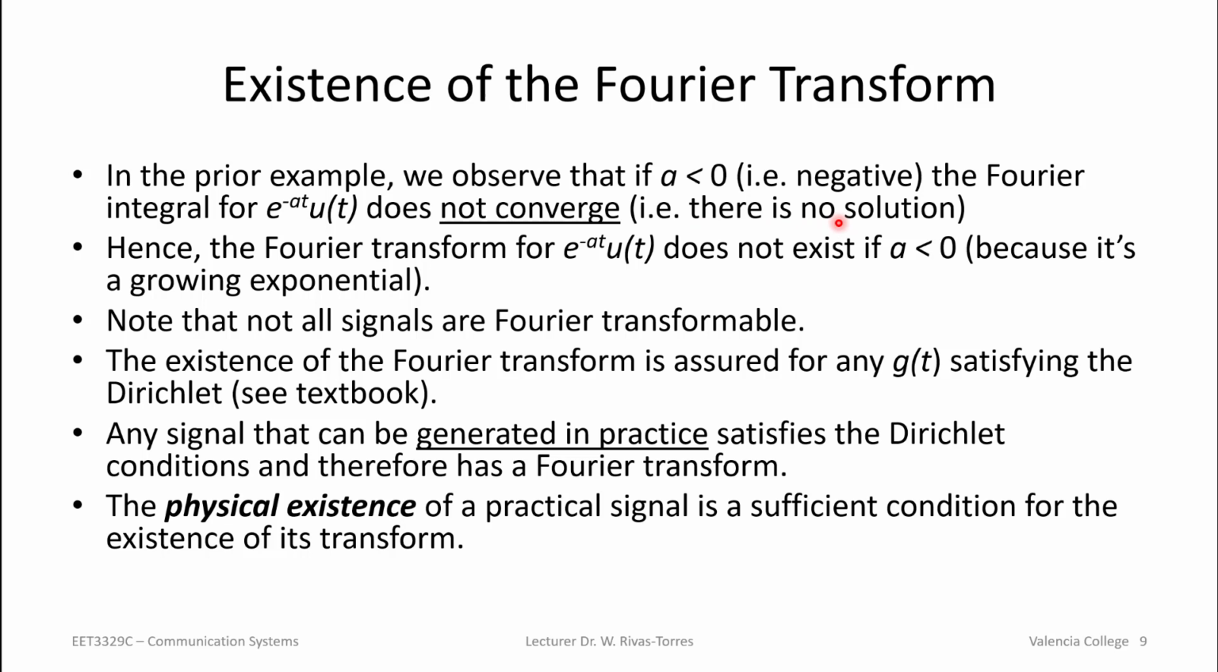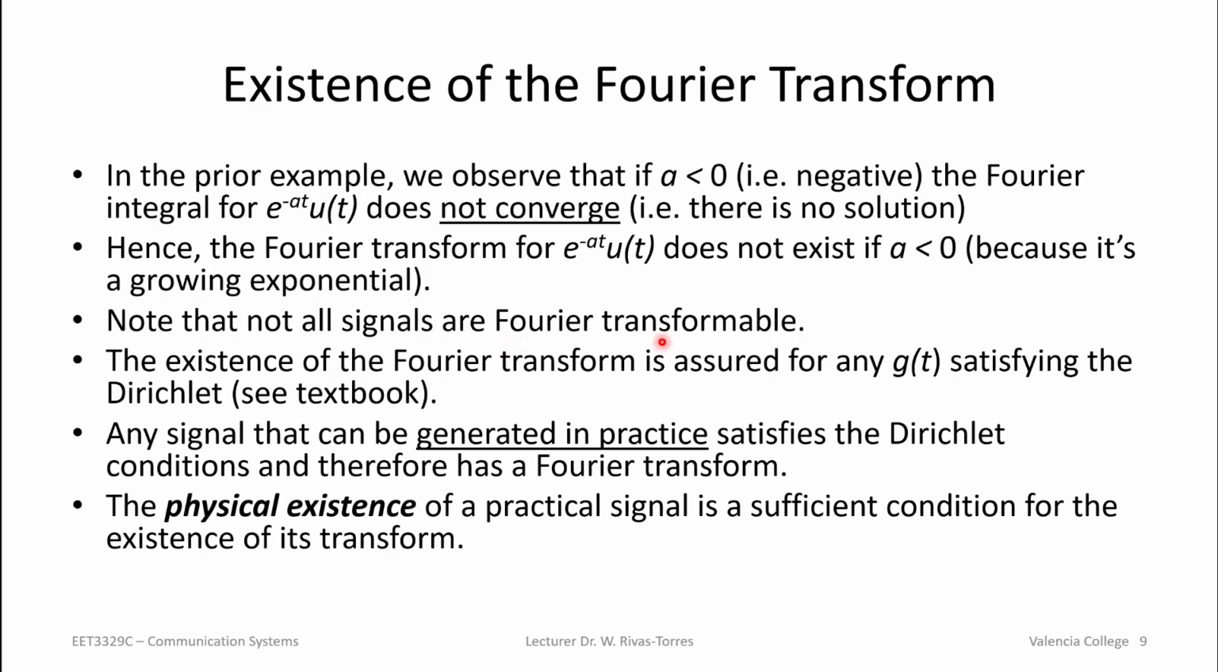In our case, there's going to be a growing exponential, right? The a is going to be negative, so negative times negative gives you a positive number, so that exponential is going to continuously grow. Then things tend to go to infinity, and that's why we say it doesn't converge. It doesn't reach a solution. Okay, so not all signals are Fourier transformable.